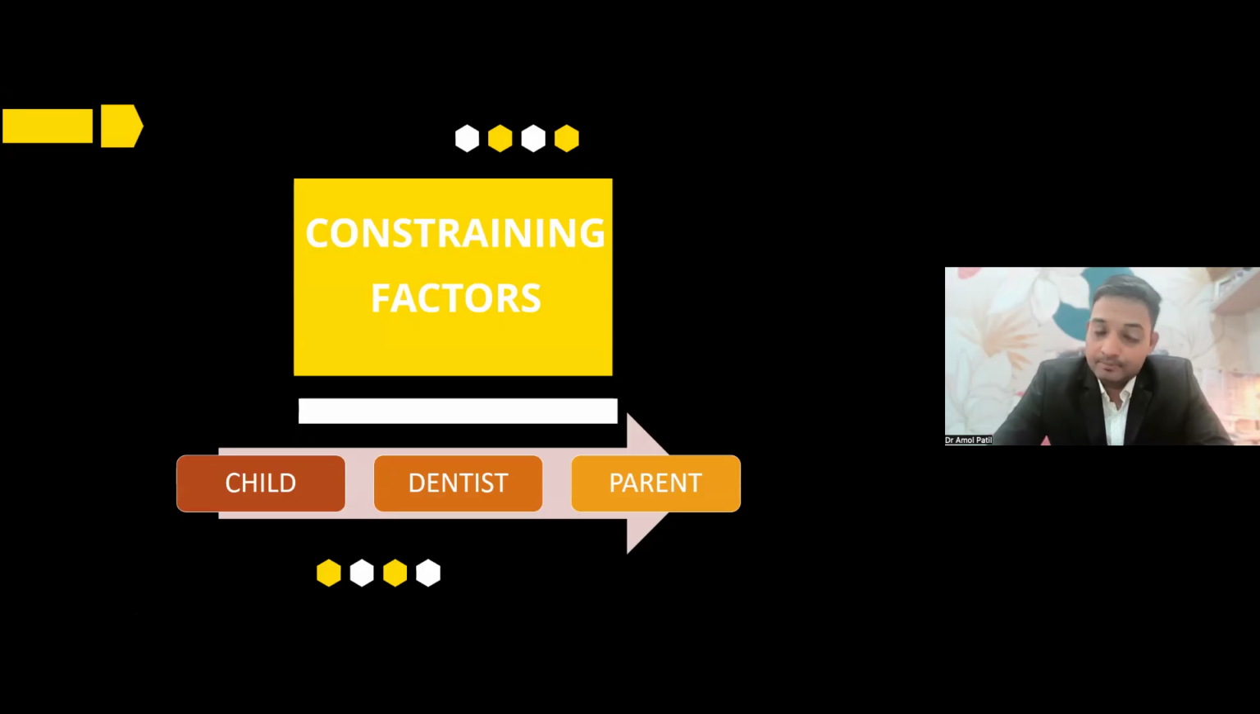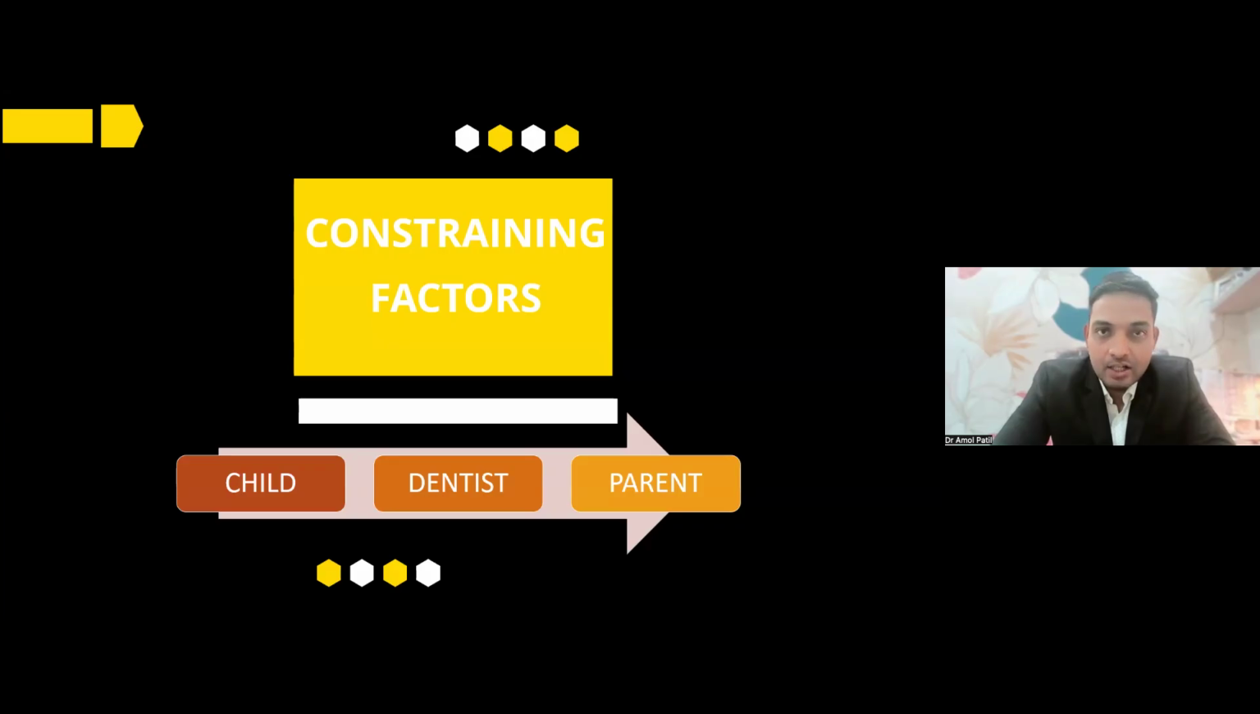So the first factor is the child. In the case of a child, we need to decide the restoration based on the child's cooperation plus the environment in which we are treating that child. Is it a chair set or a full mouth rehabilitation under general anesthesia, based on which we can decide which restorative material to choose for that child. So this is about the constraining factor, the child.